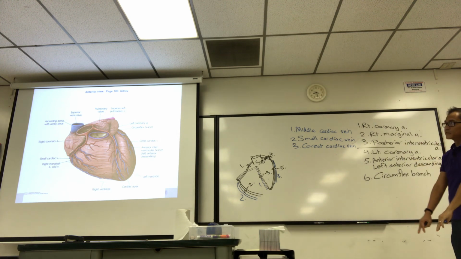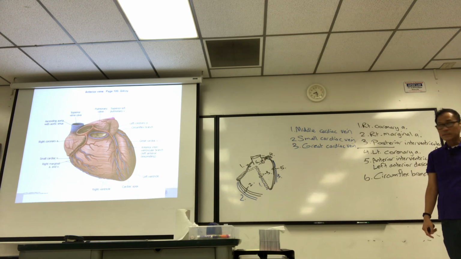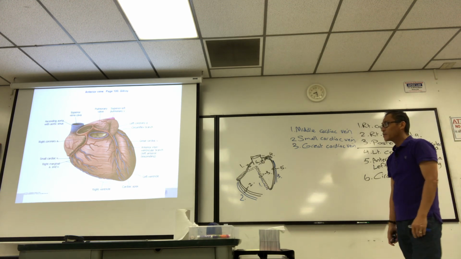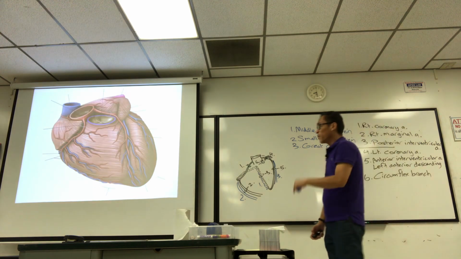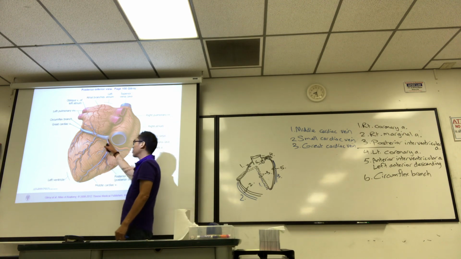Now all of these veins, that's it. I just gave you 3. There's many more. Just know those 3 that run with the arteries. So anyways, those 3 veins, we're going to go back to the posterior view again. They all drain into the coronary sinus. So know that one too.